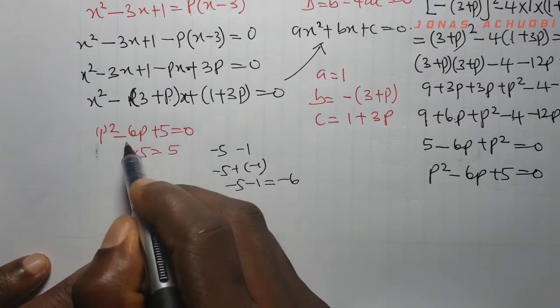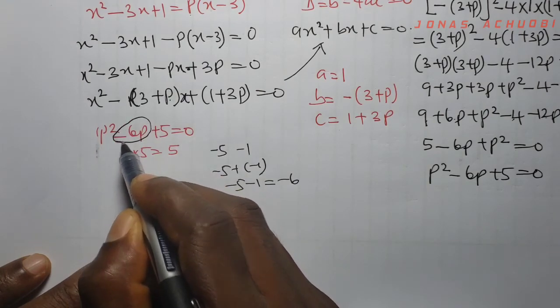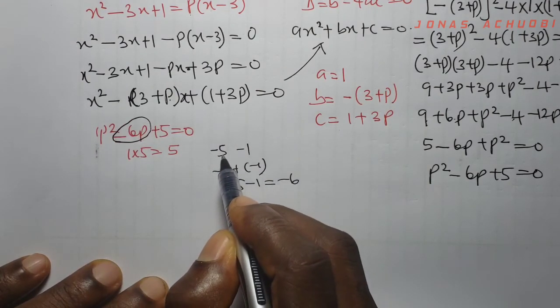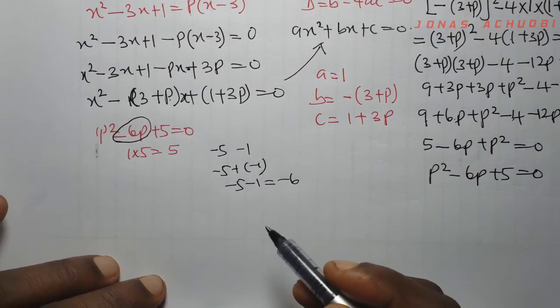So our numbers are minus 5 and minus 1. So what's the next step? We now replace the middle term minus 6p with minus 5p and minus 1p, which is minus p.